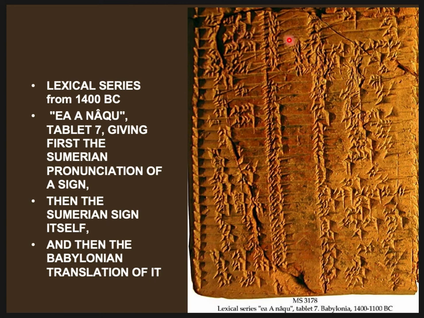the Sumerian sign itself, and then the Babylonian translation of that. So it's essentially like a dictionary. It's giving us the ancient Sumerian sign and then the Babylonian or Akkadian, it's the same language, the Akkadian version of it. Now, archaeologists were able to decipher Akkadian.